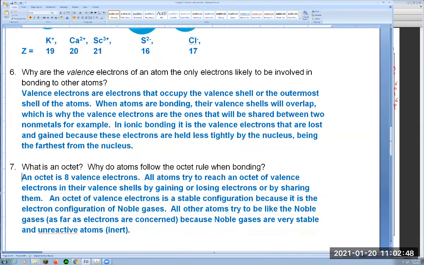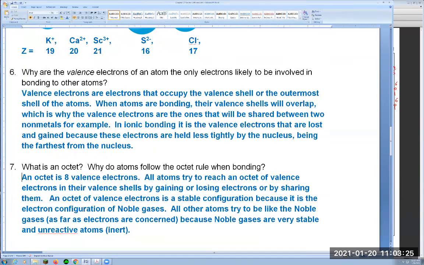And so all atoms try to reach an octet of valence electrons in their valence shell. They typically don't have enough. And so they will either gain electrons to get an octet, or lose electrons to reach the octet of the previous shell. Or they share electrons to have 8 around them. That's what nonmetals do. And why do they do that? Why 8? It's because it's a very stable configuration. It is the electron configuration of noble gases.